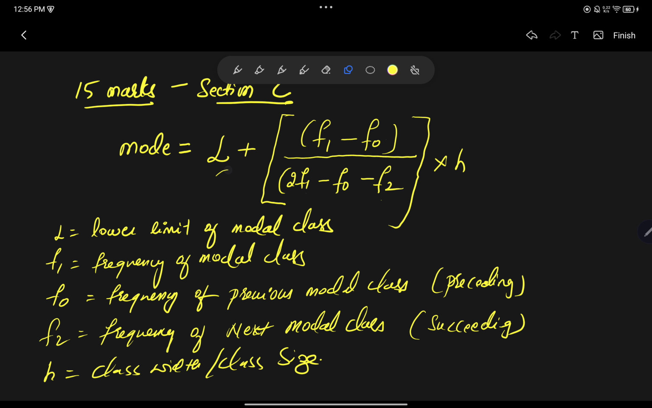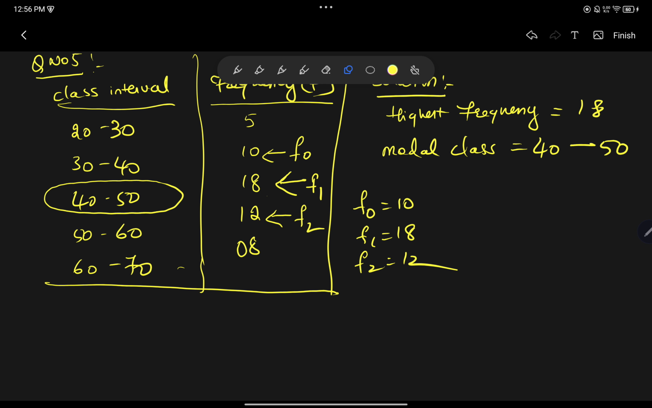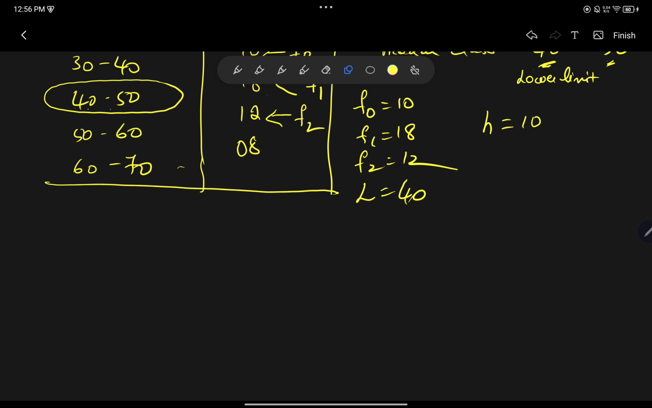Okay, we have to get L and H. What is L? L is in this modal class, which is the lower limit. This 40, this is the modal class. 40 is lower limit, 50 is upper limit. Lower limit 40. So L is equal to 40. What is H? H is the difference between this 40 and 50. That is 10. Right? The difference between 40 and 50 is 10. So as per the formula, we got all the items.